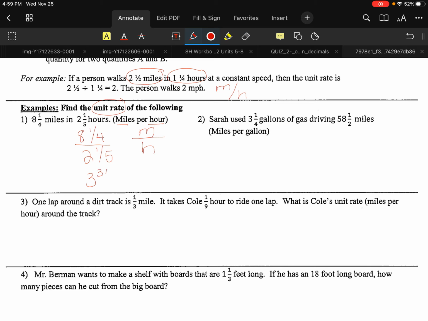3 3/4 miles per hour. Now you could write miles per hour in words, or you can write miles/h for miles per hour.